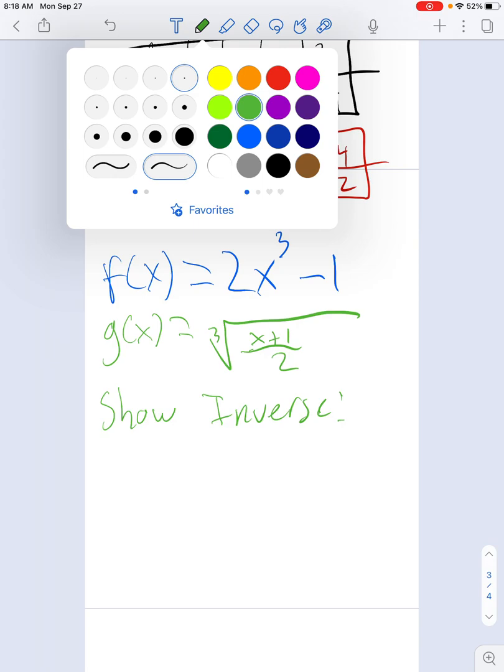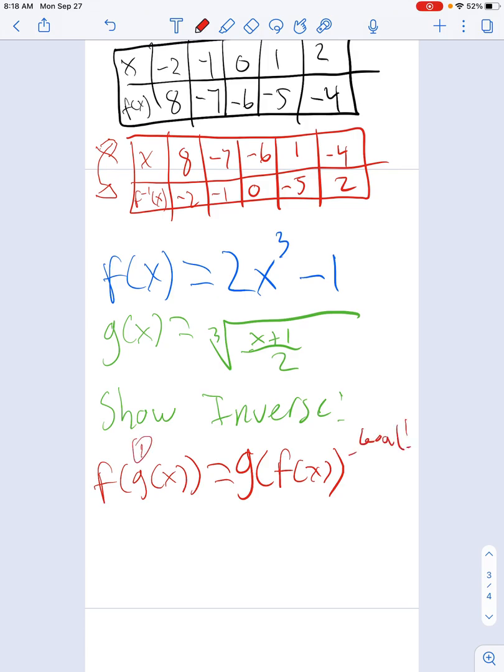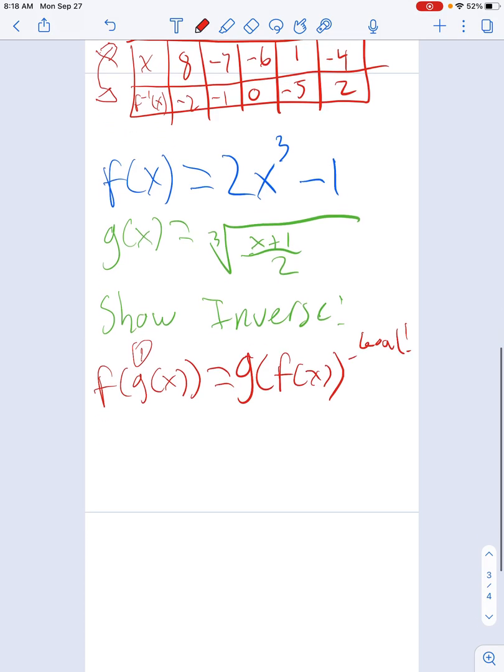Well, let's do it. So let's find, again, if they are inverses, this must be true: f of g of x is going to equal g of f of x. So that's our goal. How do we prove it? Well, let's start with this one first, okay?